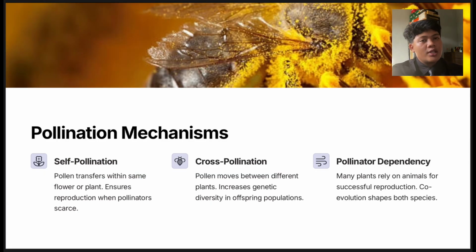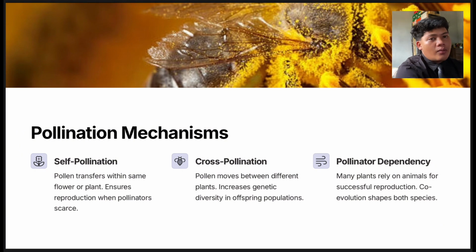In understanding pollination mechanisms, we get into the intricate process crucial to plant reproduction. There are 3 types of pollination that I can give. The first one is self-pollination, which occurs within the same flower or plant, a reliable method when pollinators are scarce. The second one is cross-pollination, which involves pollen transfer between different plants, fostering genetic diversity. And lastly, pollinator dependency. Many plants are reliant on animal pollinators, a mutualistic relationship that showcases the fascinating co-evolution shaping both plant and pollinator species.